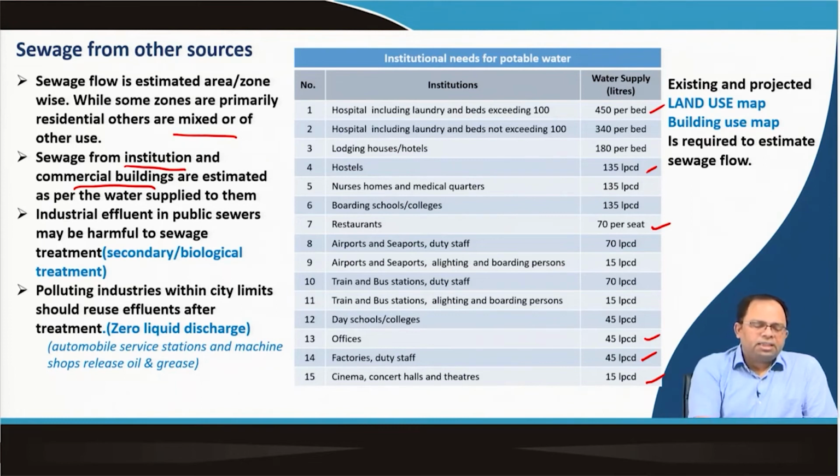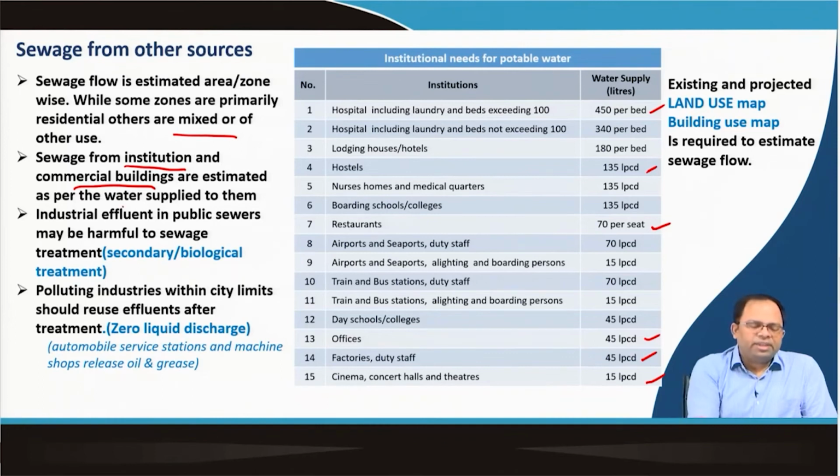And then industrial effluents in public sewage may be harmful to sewage treatment. So, usually we follow a zero discharge policy. That means most of the industries are not allowed, but if they have an effluent treatment plant, or a sewage treatment plant, and the effluent is treated to certain standards, then we can allow it to be released into the municipal drains as well.